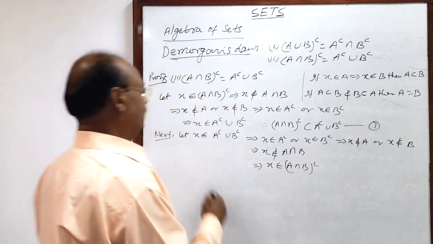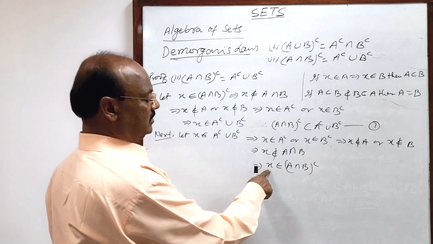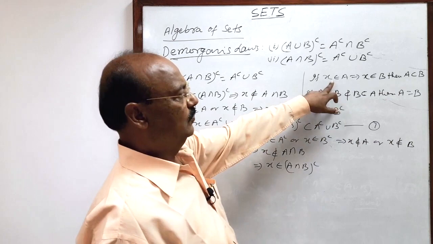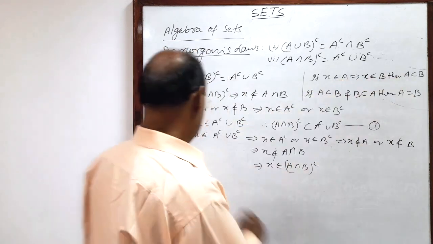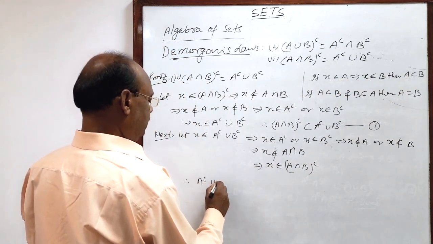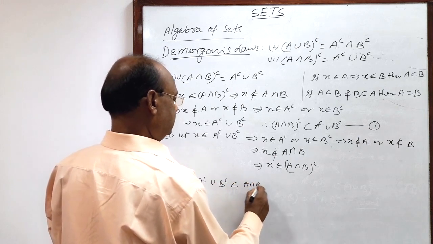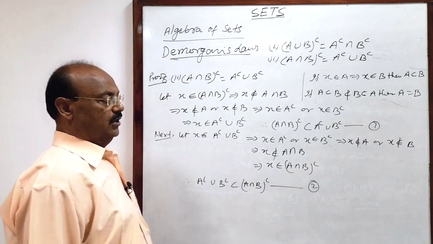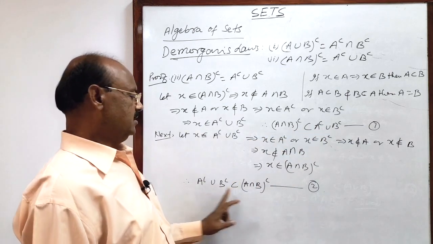So you see, here we had started from the right hand side, X an element of the right hand side, and here we are coming, X is an element of the left hand side. So by this property, X belonging to A implies X belonging to B means A is a subset of B. So therefore here LHS is a subset of RHS. So therefore A complement union B complement is a subset of (A intersection B) whole complement. Relation number 2. In relation number 1, LHS is a subset of RHS. And in relation number 2, RHS is a subset of LHS.